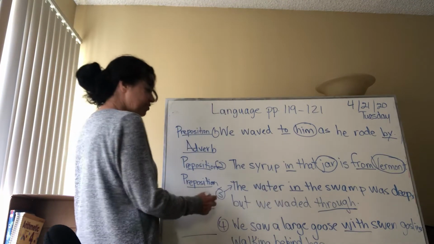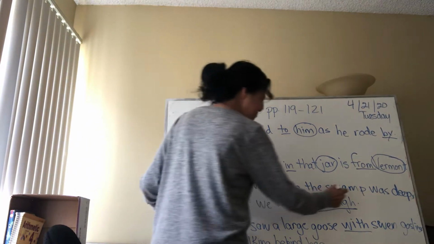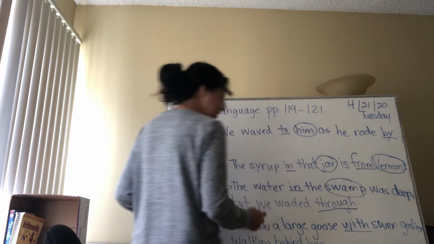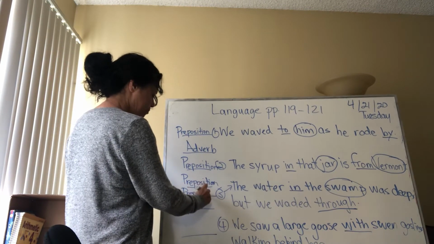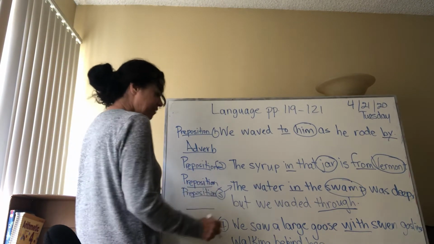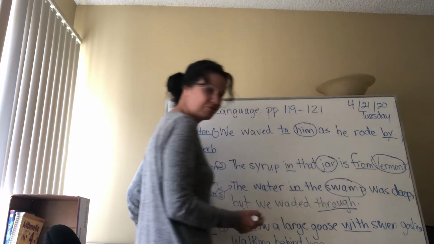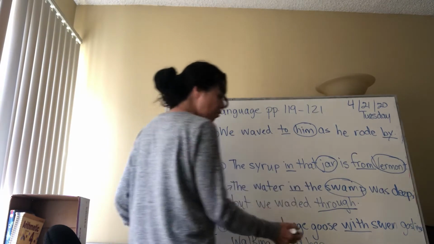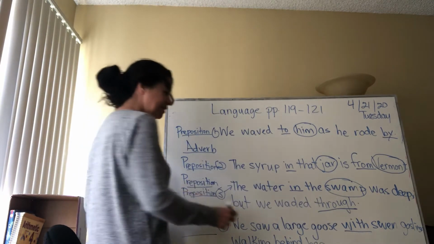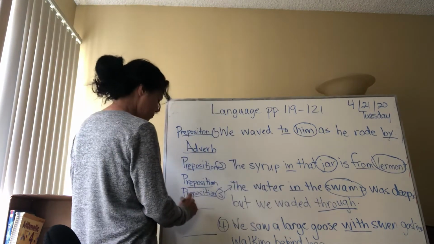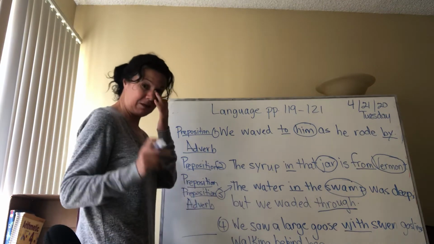Okay, let's look at the first underlined word, in. Does in have an object? Yes. Swamp. In what? In the swamp. So in is a preposition. So we write preposition in the blank. And then the second one, but we waded through. Is there an object after through? Does it say through what? No. It's an adverb giving us details about the verb waded. So you would write adverb in the blank. A-D-V-E-R-B. Adverb.